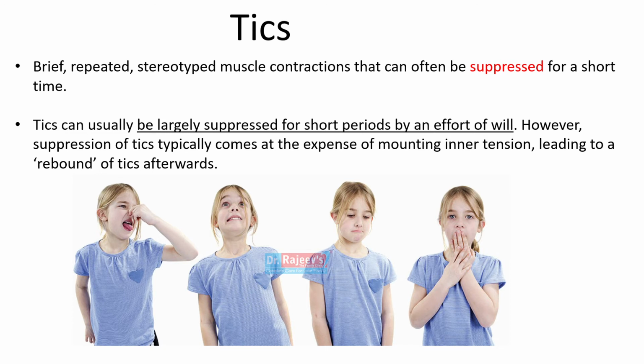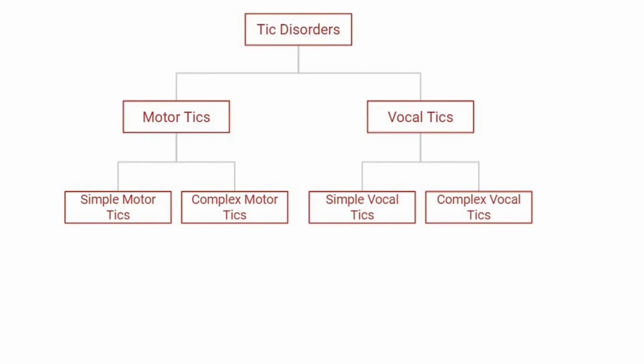Tics are brief, repeated, stereotyped muscular contractions. They can often be suppressed for a short time. Right? Tics can usually be largely suppressed for short periods by an effort of will. This point is very important because other movement disorders are usually involuntary and they are not suppressed. But these tics can actually be suppressed for short periods by effort of the patient's will. However, suppression of the tics typically comes at the expense of mounting internal tension, leading to a rebound of tics afterwards.